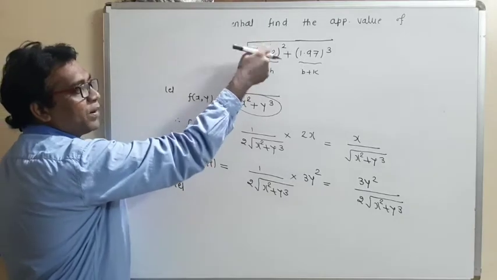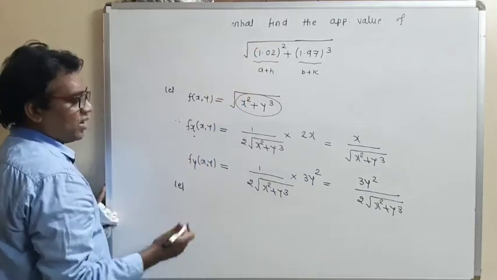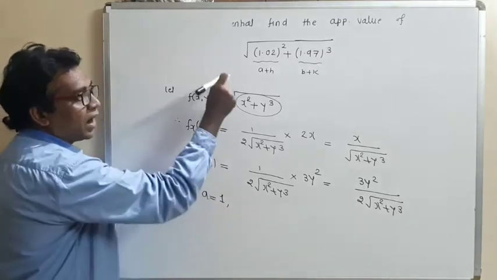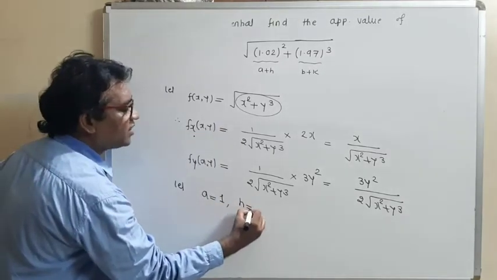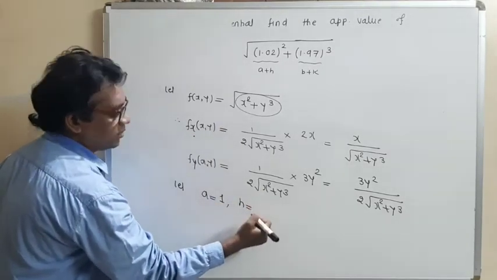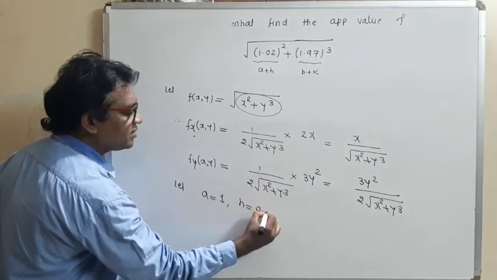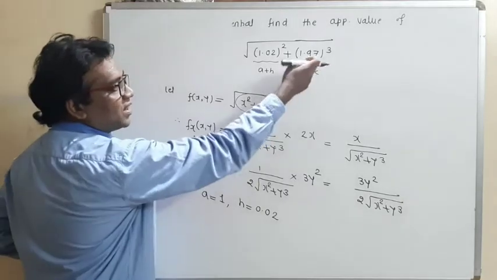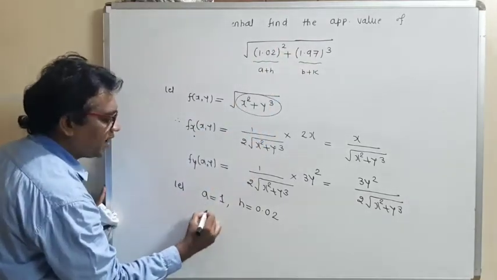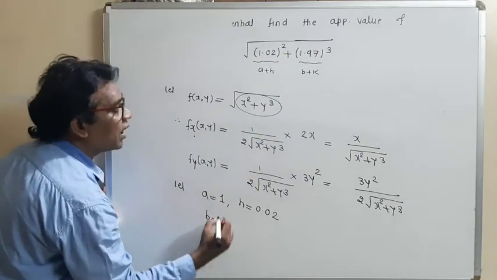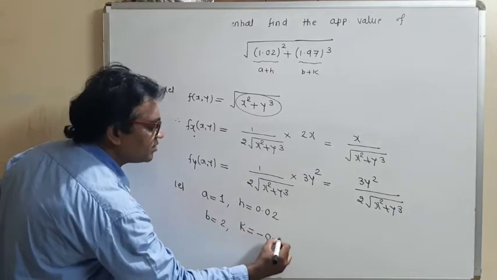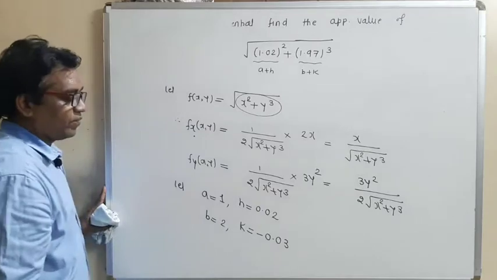Now this number 1.02 is near about 1. So let us take a equal to 1, and the remaining term h is 0.02. Then b plus k, this is near about 2. So let us take b equal to 2, and k means the remaining number, it is minus 0.03.